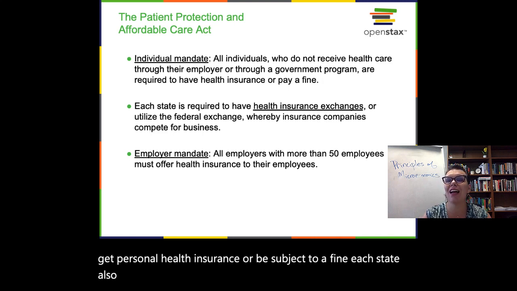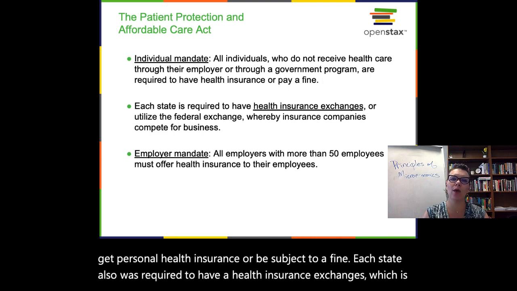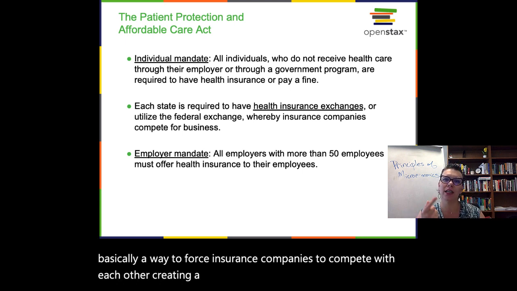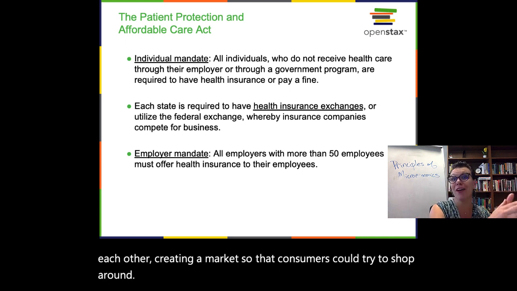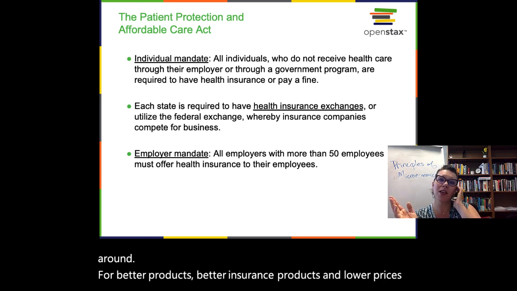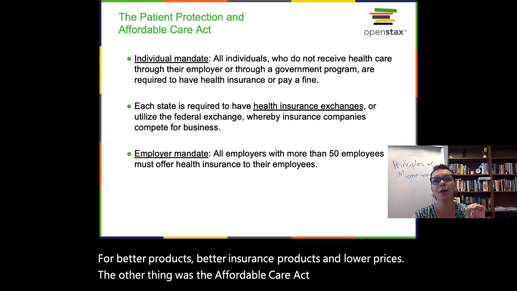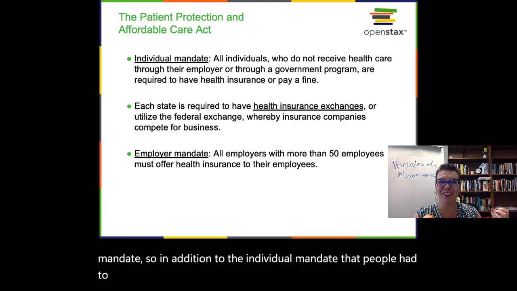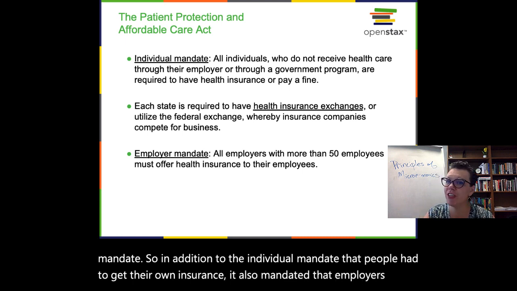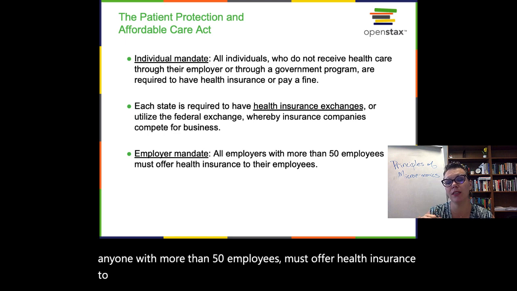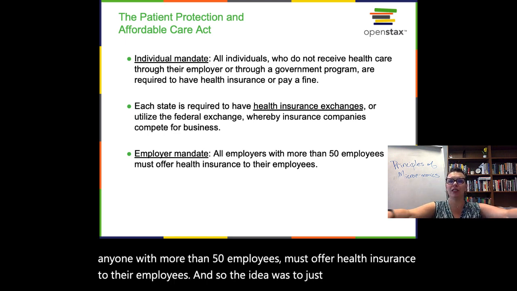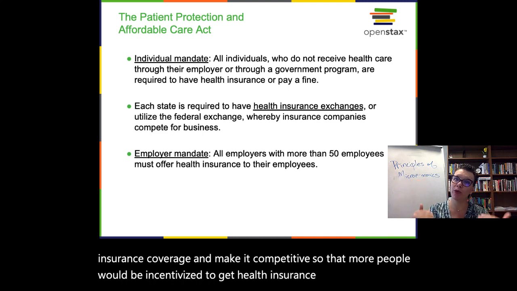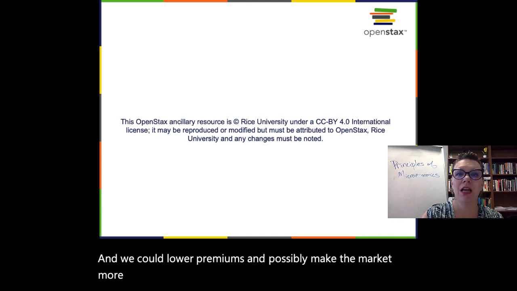Each state also was required to have health insurance exchanges, which is basically a way to force insurance companies to compete with each other, creating a market so that consumers could shop around for better insurance products and lower prices. The other thing was the Affordable Care Act created an employer mandate. So in addition to the individual mandate that people had to get their own insurance, it also mandated that employers, anyone with more than 50 employees, must offer health insurance to their employees. The idea was to expand health insurance coverage and make it competitive so that more people would be incentivized to get health insurance and we could lower premiums and possibly make the market more efficient. So that's the big idea there.